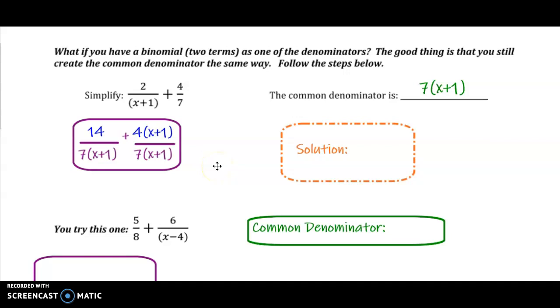Now, in order to add these together, I do need to simplify the top. So I am going to want to multiply through on top and add together any like terms. So to start that, I have 14 plus, then I distribute 4 times x gives me 4x, 4 times 1 gives me 4. I can go ahead and combine them, put them on the numerator with my common denominator of 7 times x plus 1. Now I just simplify my numerator if I can. In this case I can because I can add 14 and 4. They're like terms. So my final solution is 4x plus 18 over 7 times x plus 1.